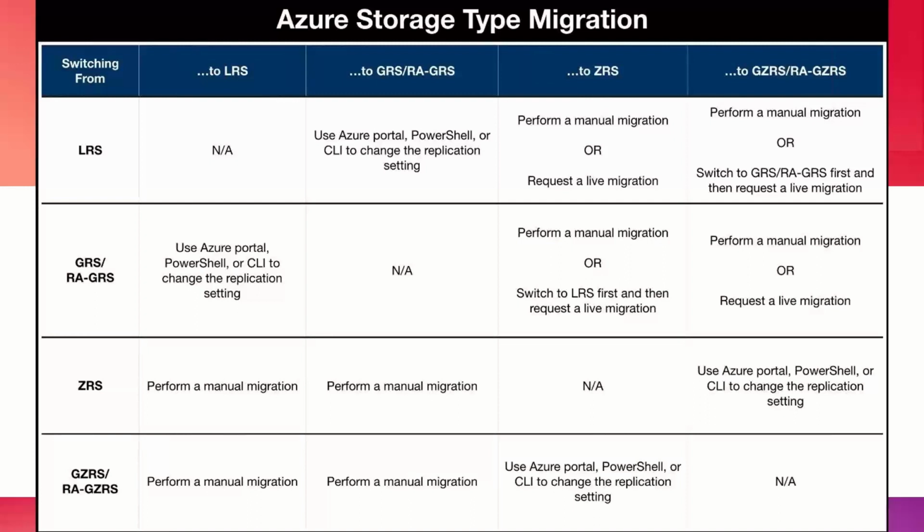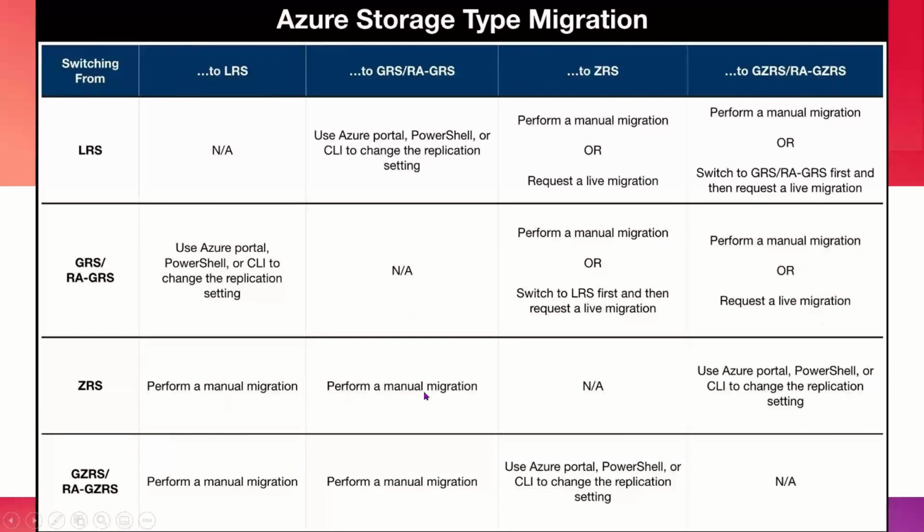One point before that. When you are trying to migrate or move data from one kind of redundancy option to another, for example from LRS to GRS, or converting from LRS to ZRS, you get a live migration option. Similarly, when you want to convert from GRS to GZRS or RAGZRS, you get a live migration option.